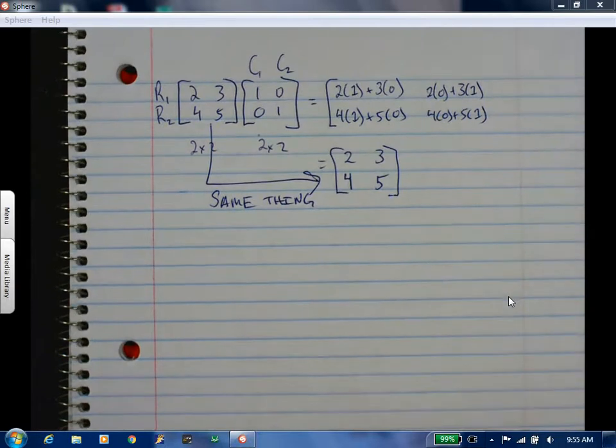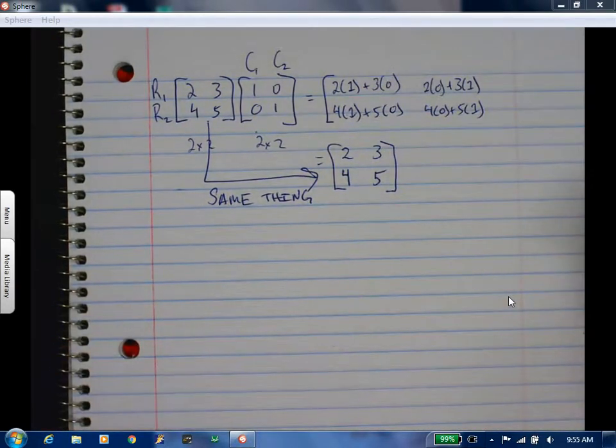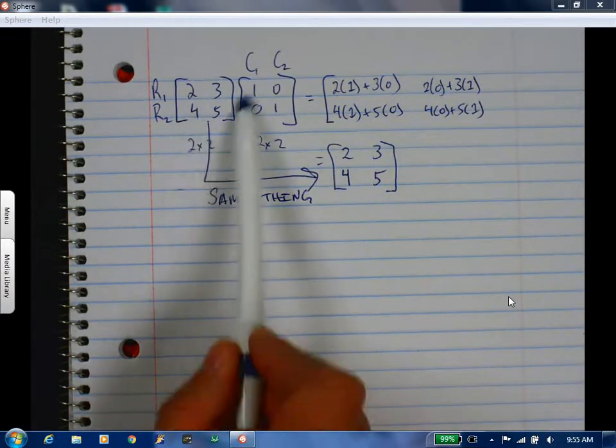Okay. But it has to be in that order. The ones have to go down there. Then it's not the identity, and you'd get a different answer. These would be flipped around a little bit. So it'd be like 3, 2, 5, 4.